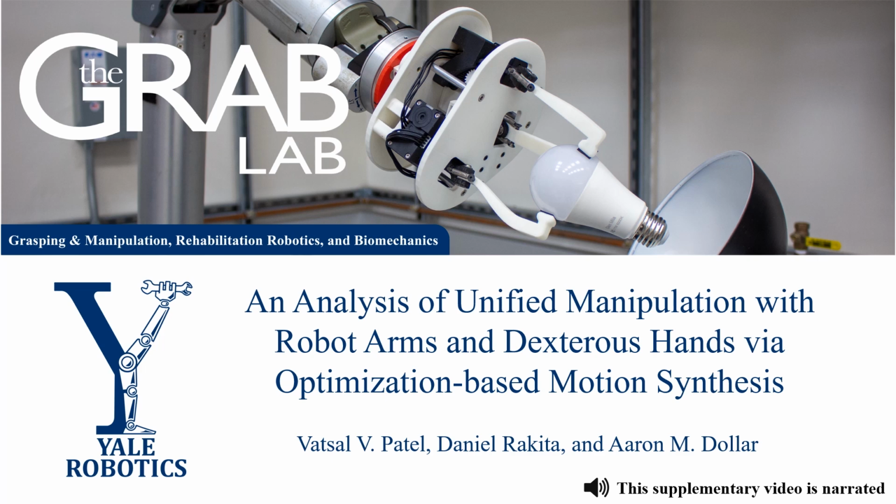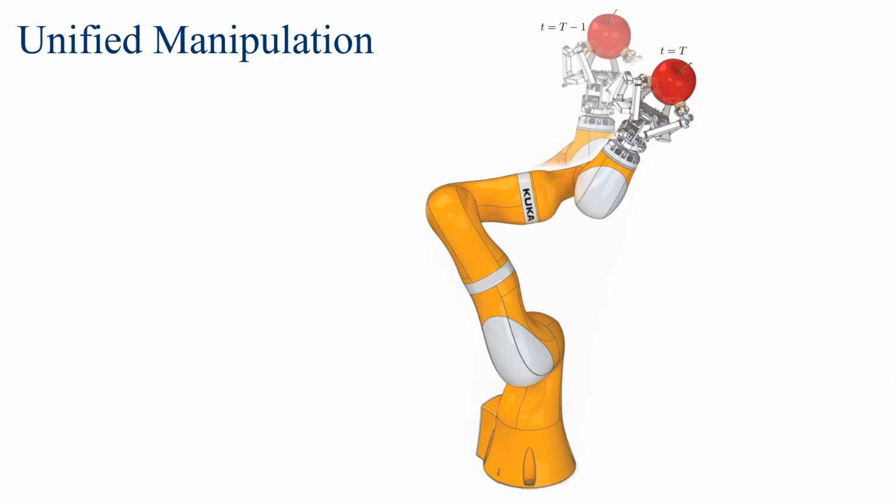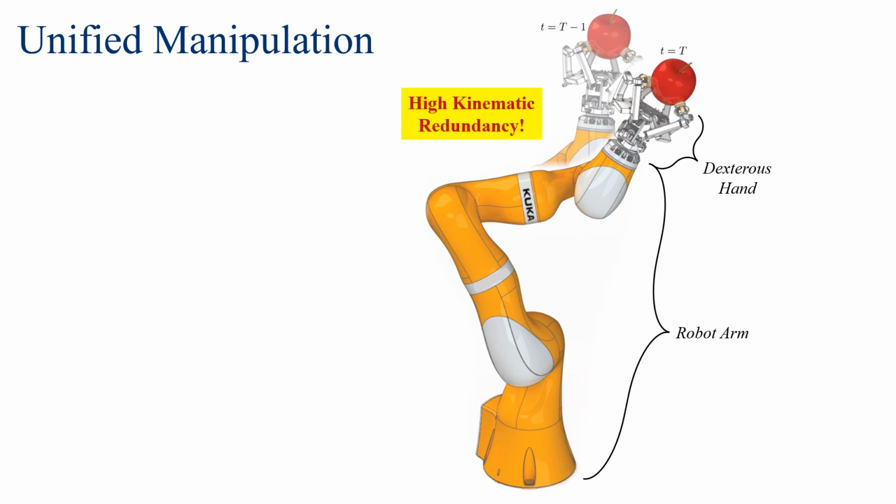We present our work, an analysis of unified manipulation with robot arms and dexterous hands via optimization-based motion synthesis. Complex manipulation tasks can require coordinated motions from the entire manipulation system, including the robot arm and the dexterous hand. One immediate challenge of this strategy is the high kinematic redundancy of the system, because the same object motions can be conducted exclusively with the robot arm, or with the dexterous hand, or a combination of both.